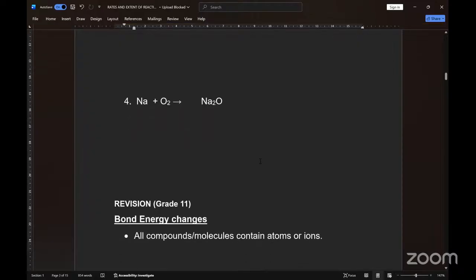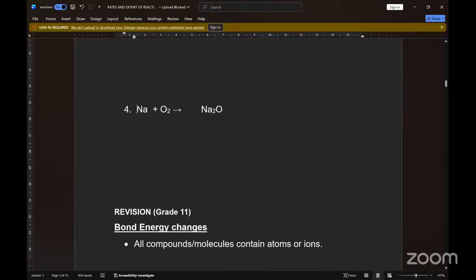Again, if you look at this one, you have sodium combining with oxygen to give you sodium oxide. Okay. So you look at your sodium here. You only have one atom of sodium here, but two atoms of sodium here. So you have to increase the number of sodium atoms on the left-hand side. So we put 2 here.